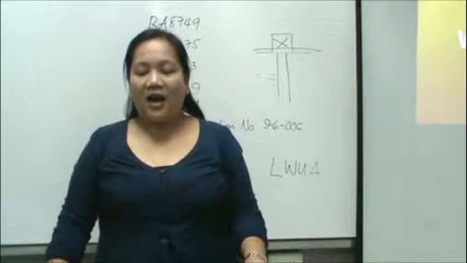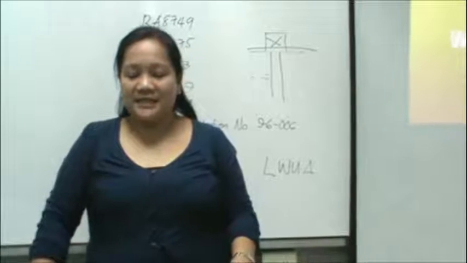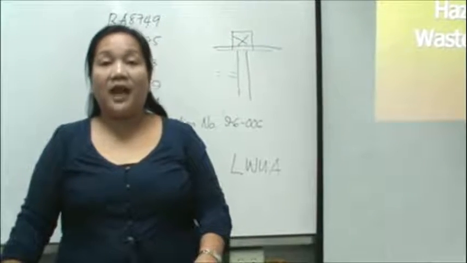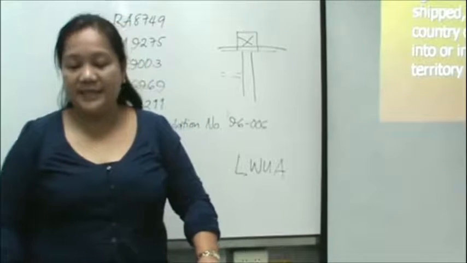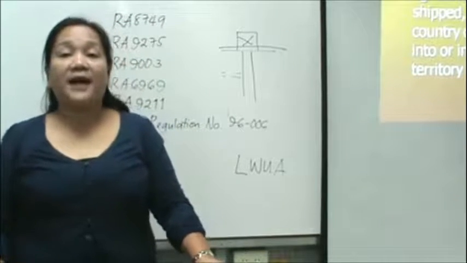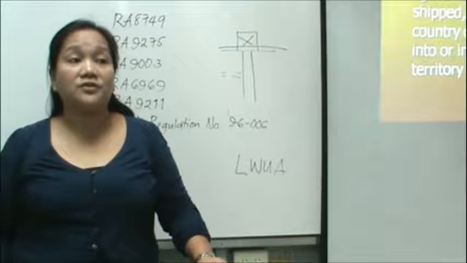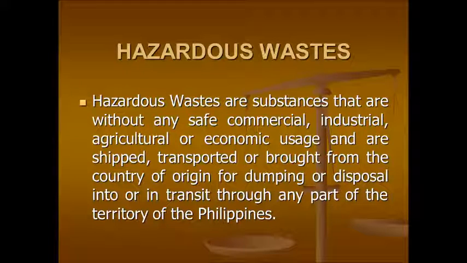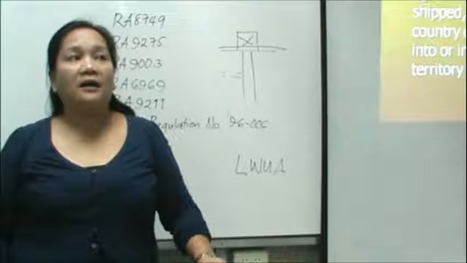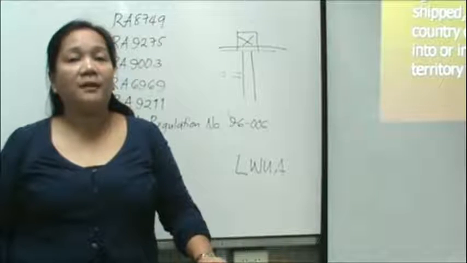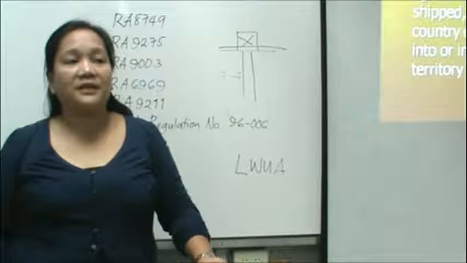Okay. RA 6969 is entitled Toxic Substances and Hazardous and Nuclear Waste Control Act of 1990. So it defines what's a hazardous waste. As we have defined also in our lecture, all hazardous waste are classified as solid waste, but not all solid waste are classified as hazardous.